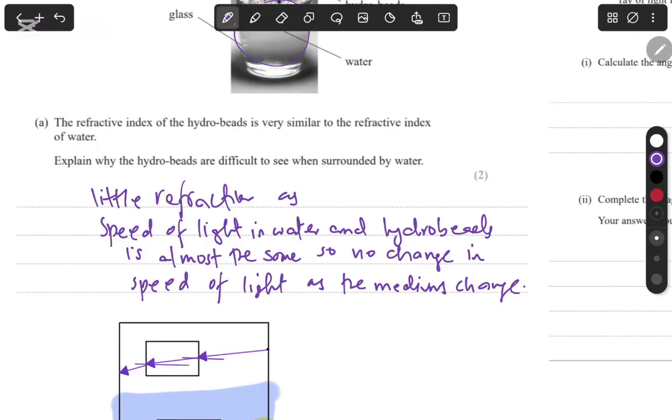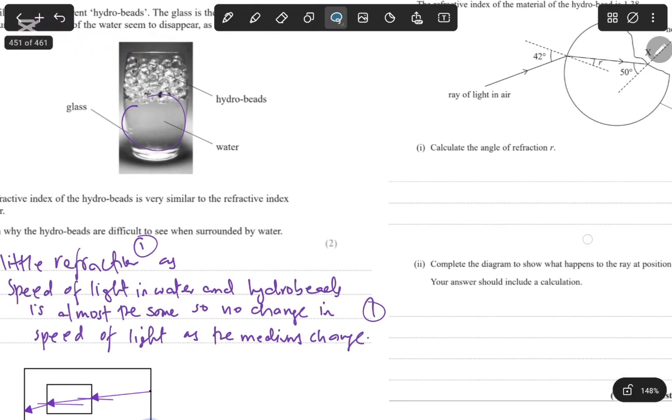So this is the answer. Little refraction as speed of light in water and hydro beads is almost the same. So no change in speed of light as the medium changes. That's going to give you 1 mark here, and the second mark is this point. Now let's move on to the next part, which is just calculation.